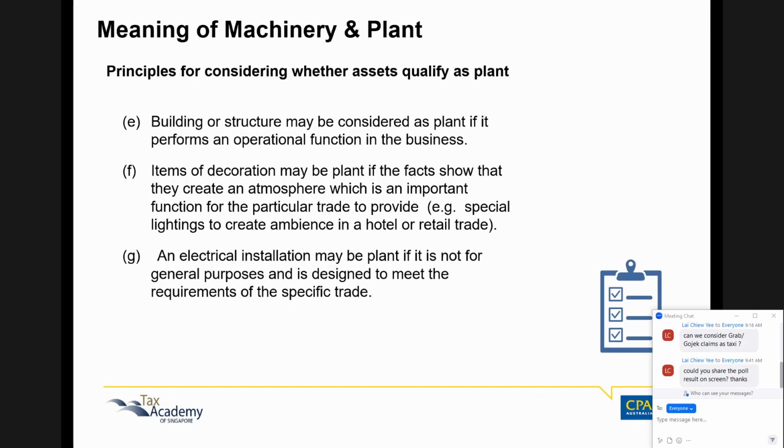I can frankly tell you that sometimes the Comptroller and the business will have different views. Then if I look at item F, items of decoration may be plants if the facts show that they create an atmosphere which is an important function for a particular trade to provide. The example provided here is special lighting to create ambience for a hotel or retail trade. Then item G, an electrical installation may be a plant if it is not for general purpose, but is designed to meet the requirements.